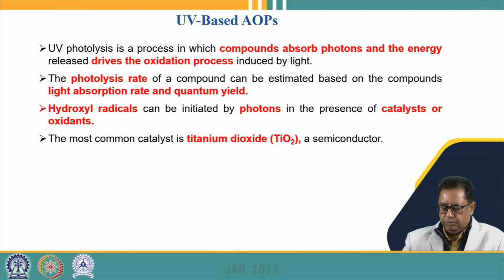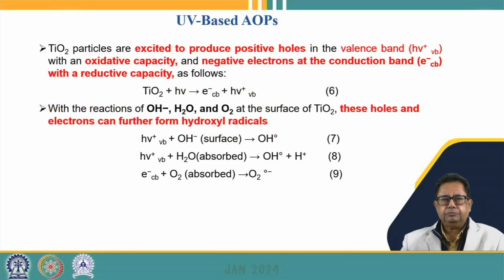One of the most common catalysts that is used is titanium dioxide, a semiconductor, and it may induce the production of hydroxyl radicals, which can ultimately lead to the degradation of the organic compounds in the UV based AOPs. Titanium dioxide particles are excited and they produce positive holes in the valence band, which have oxidative capacity, and negative electrons at the conduction band, which have a reductive capacity.